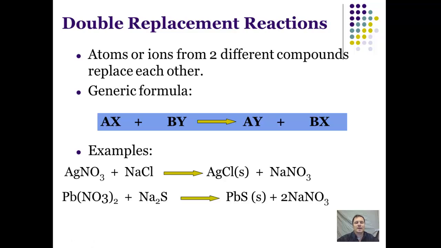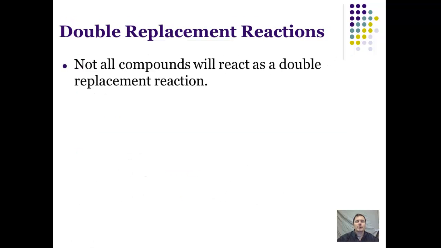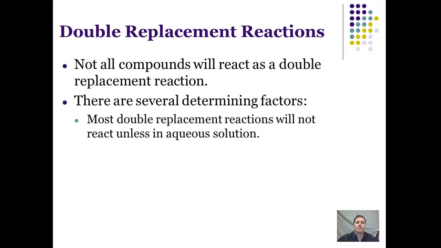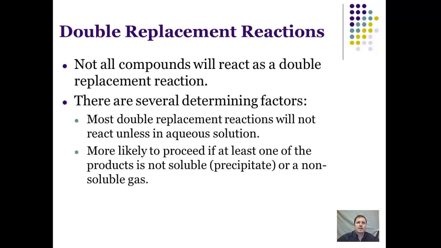We're switching out. Okay, but not all compounds are going to replace. You can't automatically swap somebody's date. There's got to be some reason to do it. There are several determining factors whether compounds are going to be able to swap out. The first one we see is most double replacements will not occur unless they're in an aqueous solution. They have to be dissolved in some kind of water to make this happen, because we have to break them apart. And they're more likely to proceed or switch partners if we get the formation of a precipitate.